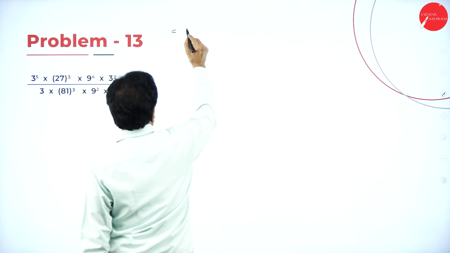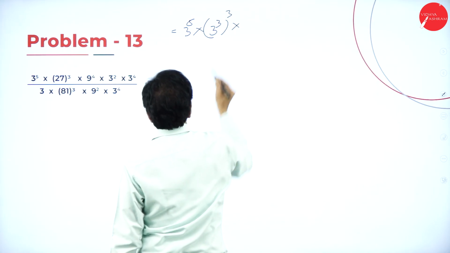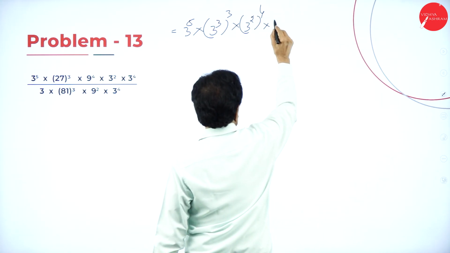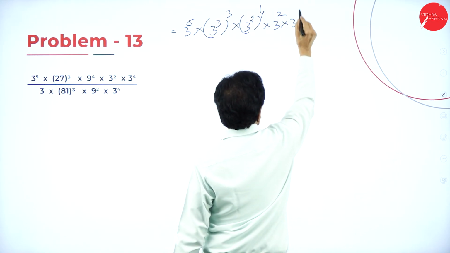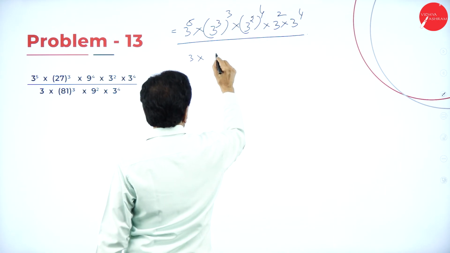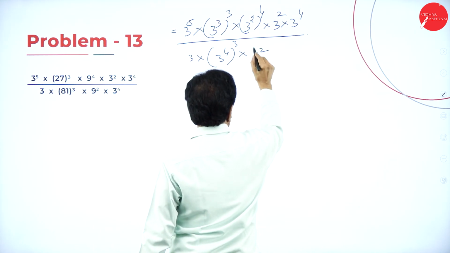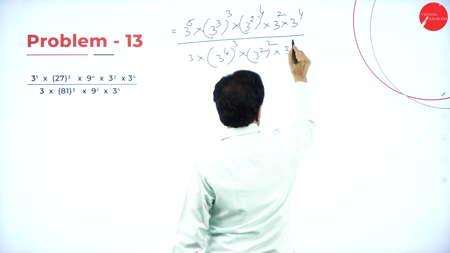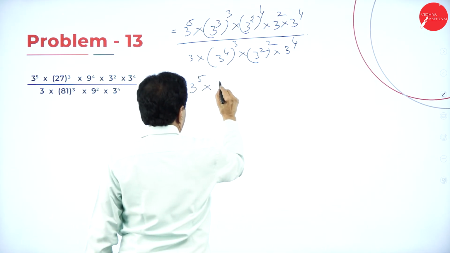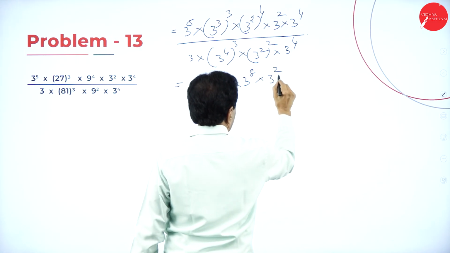3 to the power of 5, 3 cube to the power of 3, 3 square to the power of 4, 3 square, 3 to the power of 4, 3 to the power of 4, whole cube, 3 square to the power of 2, 3 to the power of 4. This is 3 to the power of 5, 3 to the power of 9, 3 to the power of 8, 3 to the power of 2, 3 to the power of 4.